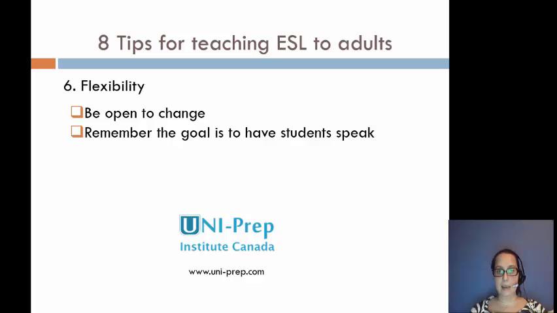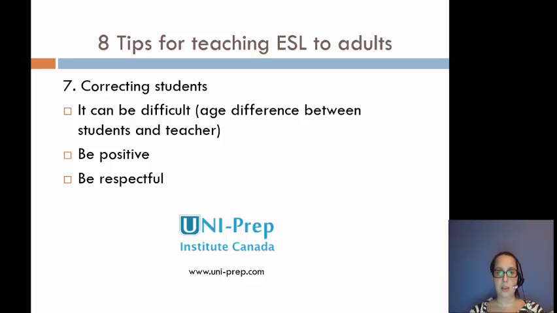Flexibility is the 6th tip. You should be open to change. With adult learners, maybe there's something that's happening in the news that day that they want to speak about. You can always deviate from your lesson plan for some time. Remember that the goal is to have the students speak. So as long as they're speaking and talking about something, they're learning. They're learning new vocabulary. Maybe they're practicing their grammar, practicing some vocabulary that you've gone over previously. You can deviate from your lesson plan slightly. Be flexible with it, and don't worry if you get off topic, you can always go back later.